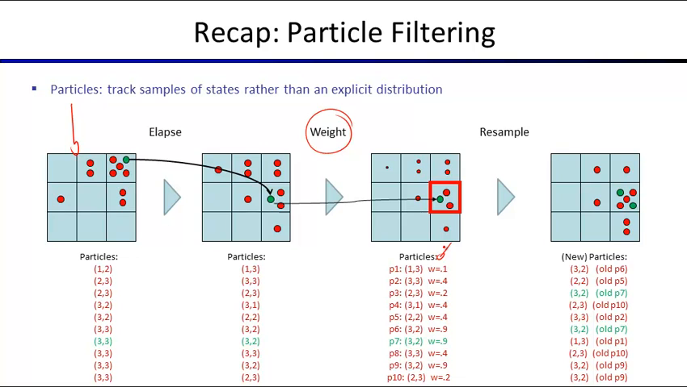Then to ensure that your computational cycles at the next elapsed time are allocated in the right part of the state space, you resample and you get a new set of particles that are resampled versions of the old particles, where particles with high weight will often appear many times, and particles with low weight will often disappear.